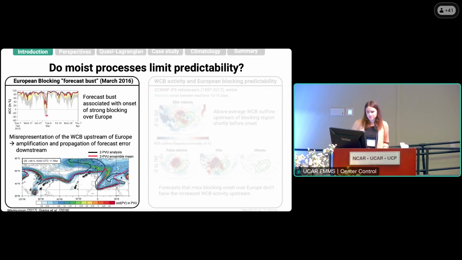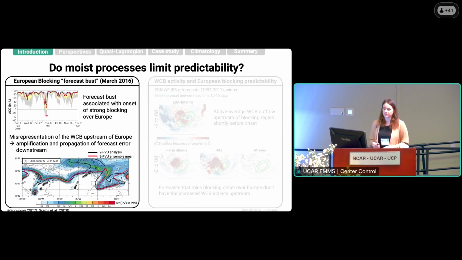When we think about moist processes and ask ourselves the question, does it limit predictability? I just wanted to highlight one case study here. It was a European blocking, and it was also a forecast bust for various numerical weather prediction centers. And it occurred in March 2016.